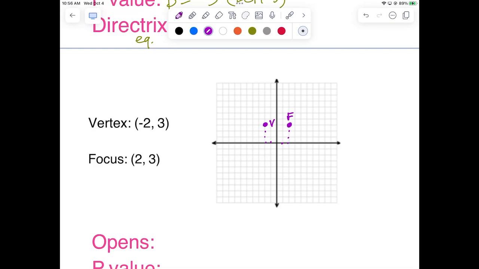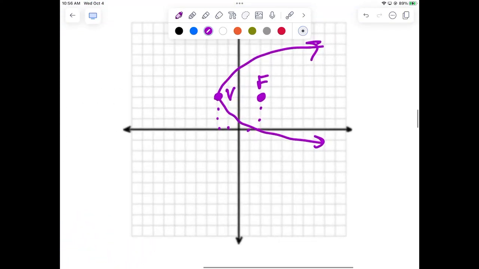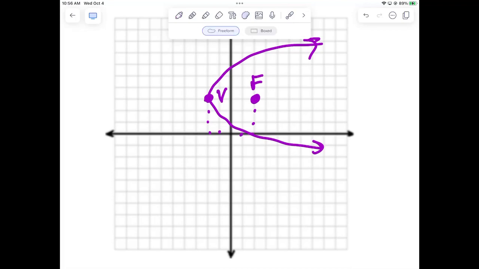Does this parabola open up, down, left, or right? It opens to the right. We know the vertex, what it looks like. The vertex has to eat the focus. So this one opens to the right. It eats the focus. What's the p-value? Well, let me move my V over here, label it on this side. How far is it from the vertex to the focus? Let's count. 1, 2, 3, 4.